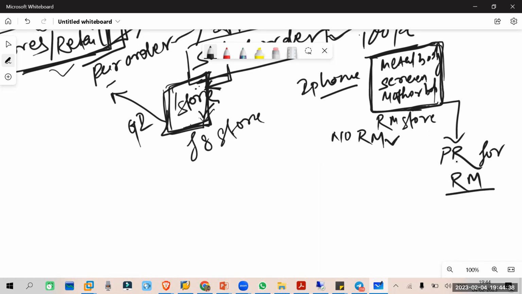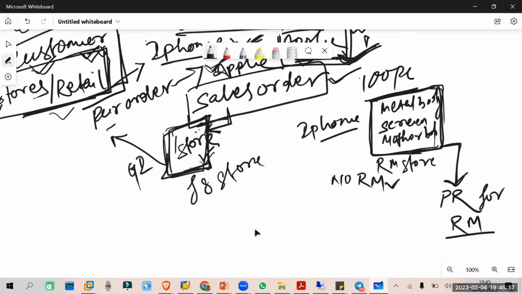Understood? Able to follow this part, or any doubt? Purchase requisition. This part is from the Apple side, and with this example, this will be a purchase requisition from Apple's side. And then this document will act as a sales order for the other company, for the vendor, to whom you are going to give the purchase order.